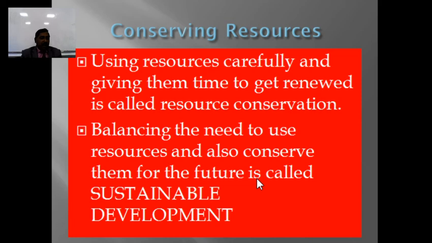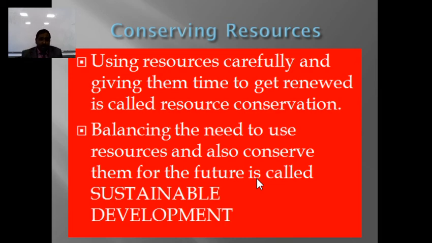Now, the next aspect. After all, you have learned about what resources are, what the different classifications are, what makes a resource a resource. The important thing is conserving these resources. We need to conserve these resources. Now, what is conserving resources? Using resources carefully and giving them time to get renewed is called resource conservation. Balancing the need to use resources and also conserve them for the future is called sustainable development.